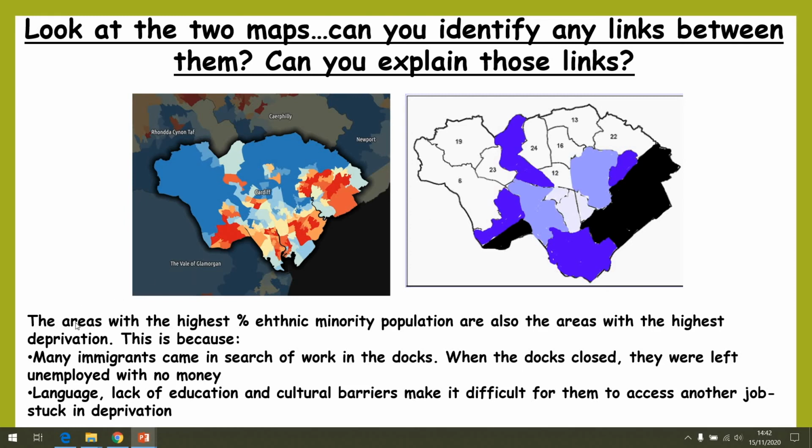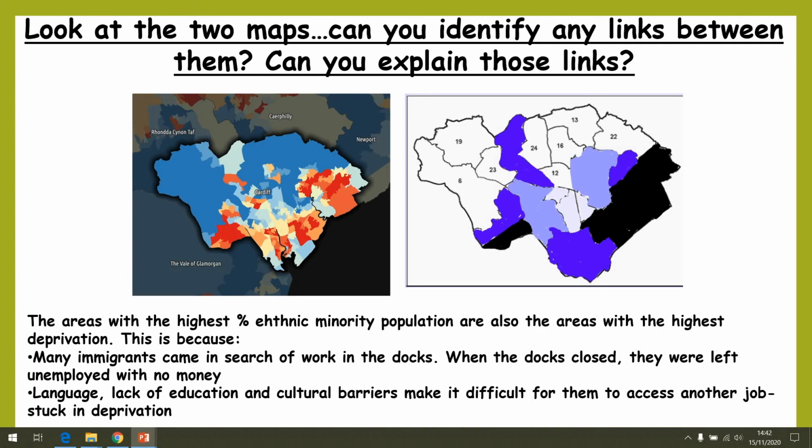So we can notice between the two maps that the areas with the highest ethnic minority population are also the areas with the highest deprivation. This is because the immigrants came into Britain, into Cardiff, in search of work in the docks. And when the docks closed, they were left unemployed with no money. What's the solution to being unemployed with no money? Get a new job and earn more money.